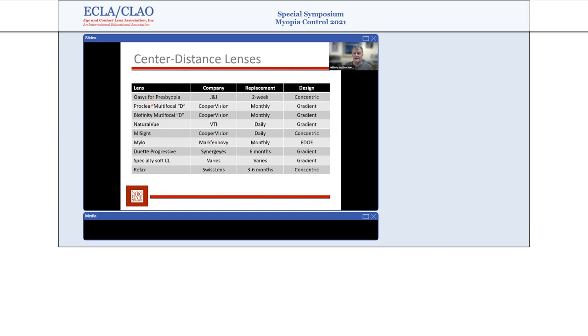And these are some of the contact lenses that are available in center distance design. If you fit contact lenses for presbyopes, you may know that ProClear and Biofinity multifocal contact lenses come in center distance design for one eye and center near for the other. But for myopia control, you want to fit the center distance design, or the D lens, in both eyes, as opposed to center near in one and center distance in the other.